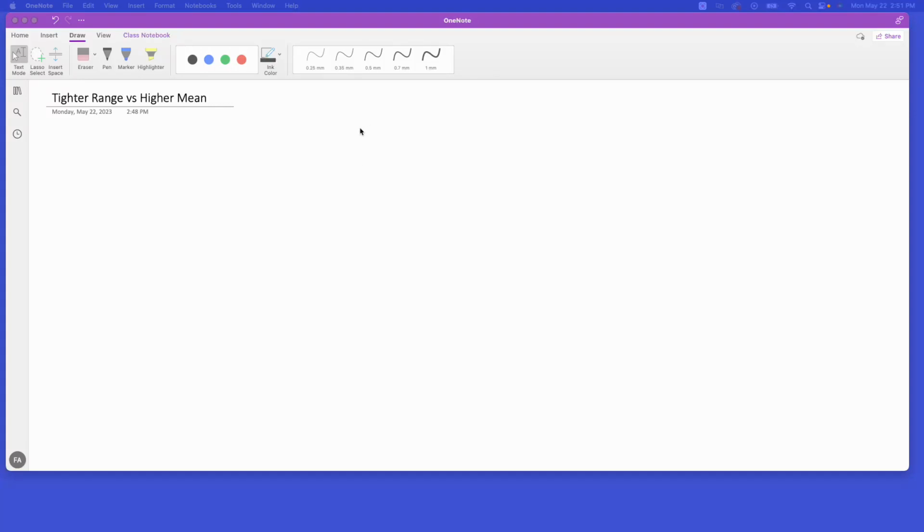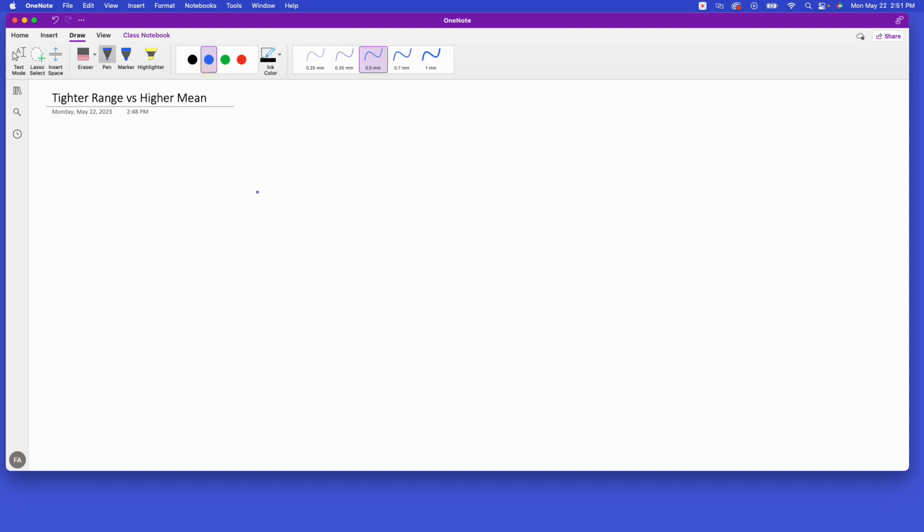All right, welcome to statistics. So what we're going to do is look at some box and whisker plots to distinguish between tighter range values versus a higher mean within a data set. We're just going to go under the assumption that these data sets are on the same grid. All right, and I'll create one.